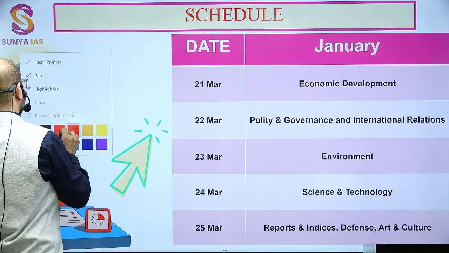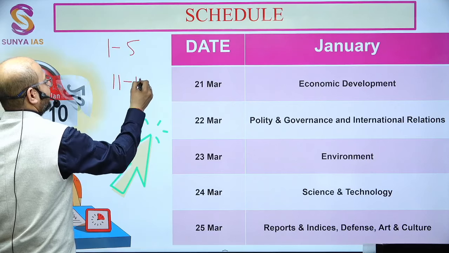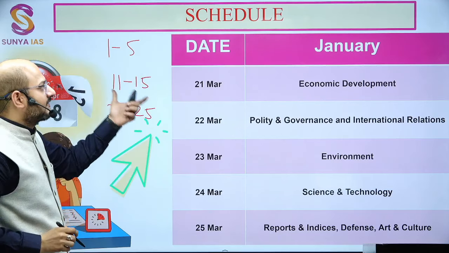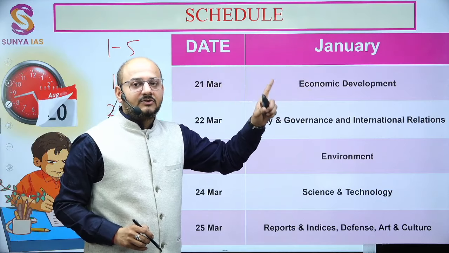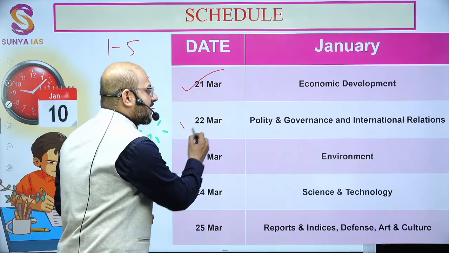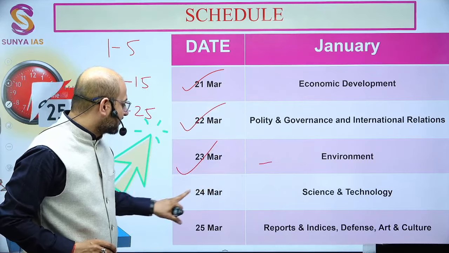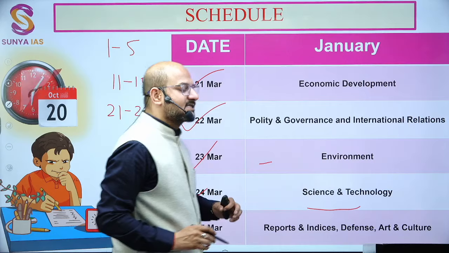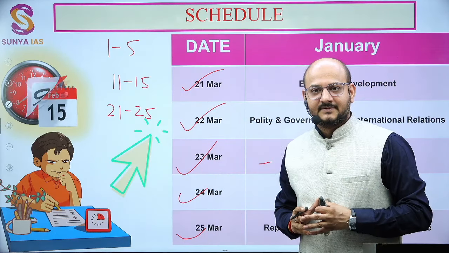We had been doing one month's current affairs, 1 to 5, then 11 to 15, 21 to 25. This is how we had been covering. Right now, we are on the month of January. We have started from the month of May. 21st March, economic development. 22nd March, polity, governance and international relations. 23rd March, environment and ecology. 24th March, science and technology. 25th March, reports in defense, art and culture, government schemes, miscellaneous topics.